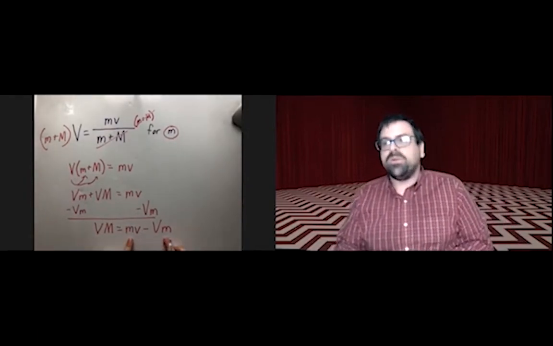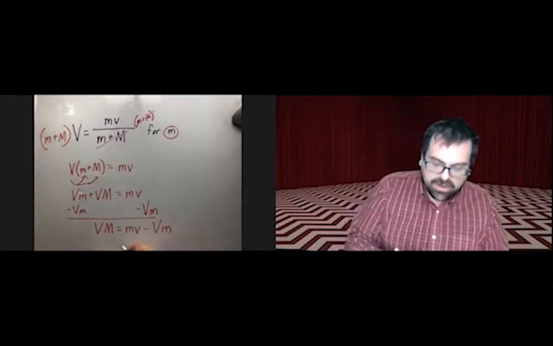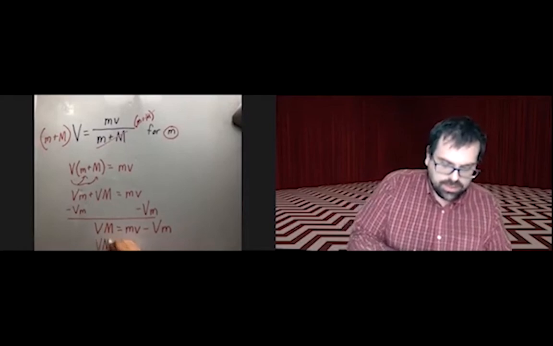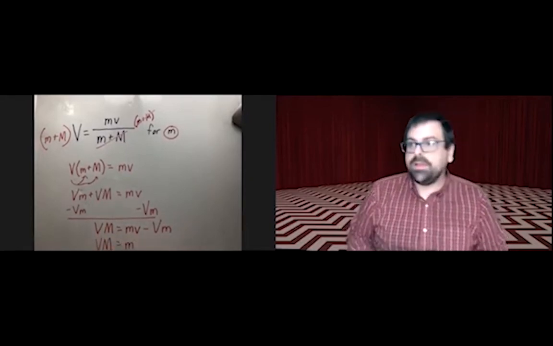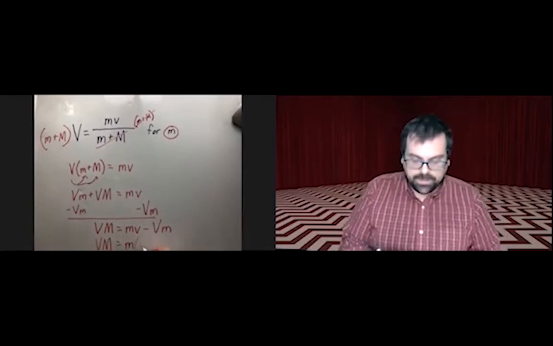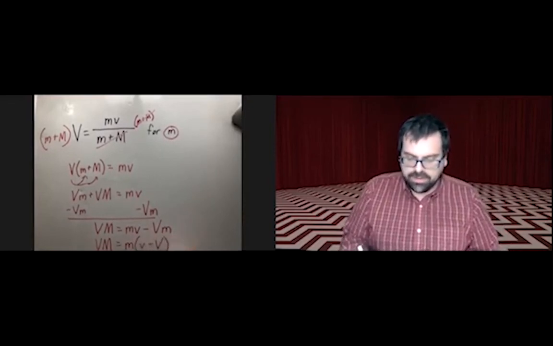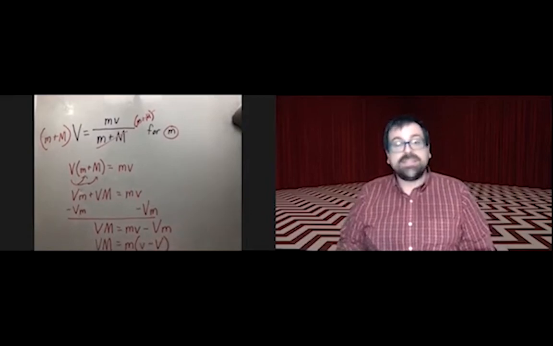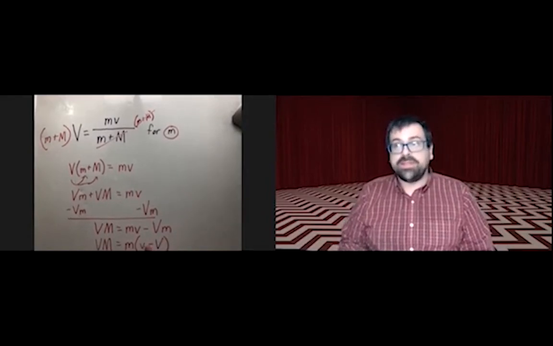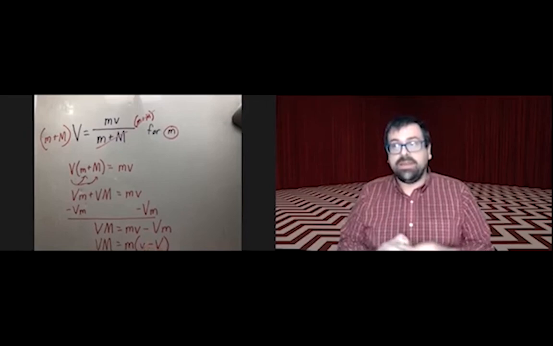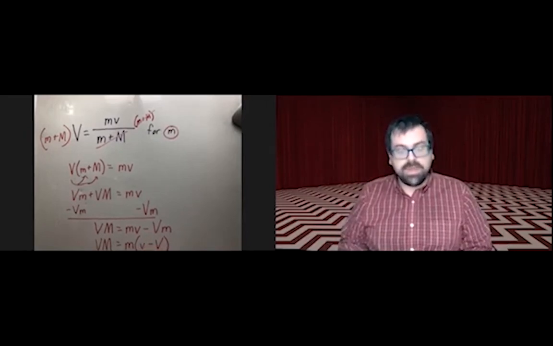That means that we're now going to be able to factor out a little m. We're left with little v minus big V. And that's not zero because these are two different things. Little v and big V are not the same. We can't make that zero.